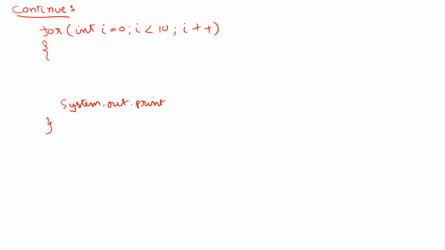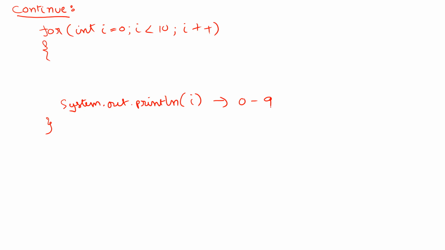So, the continue statement. A continue statement skips to the end of the current iteration in the innermost for, while and do while loops. That means, let's say I have a for loop here: for (int i = 0; i < 10; i++). In this for loop, let's say I am printing System.out.println(i). That means I am printing the values of i from 0 to 9.